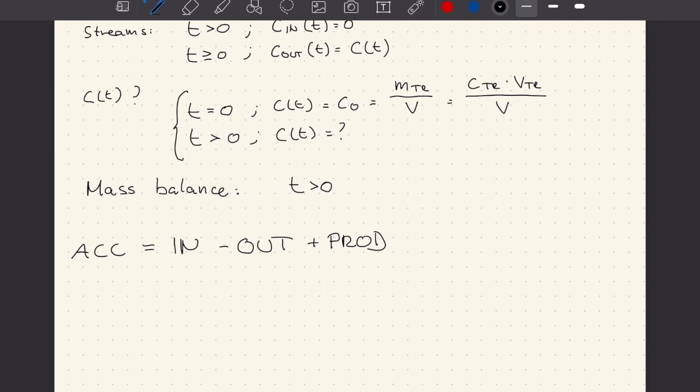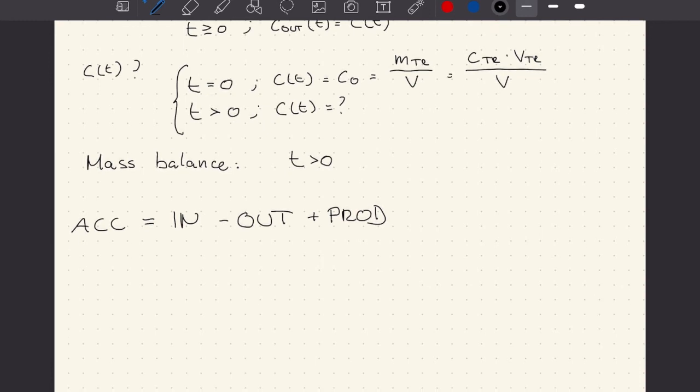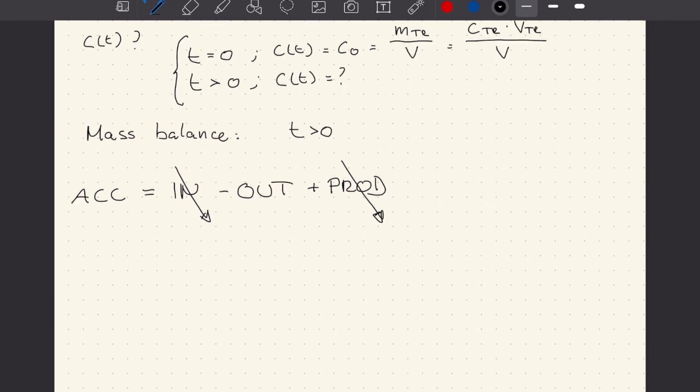So as we are doing this mass balance for t greater than 0, actually we know that there is no tracer which is flowing in, and also we have no chemical and no biological processes, and therefore the production term is also 0. So we are left with a very simple relationship, and this can describe the evolution of the mass over time. So our accumulation term can be rewritten as the change of mass over time, and this is equal to the mass flow rate which is flowing outwards of our system.